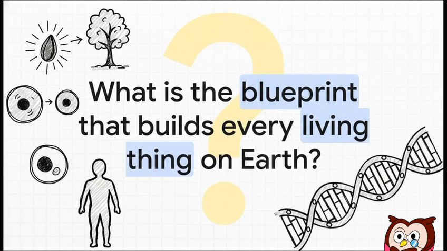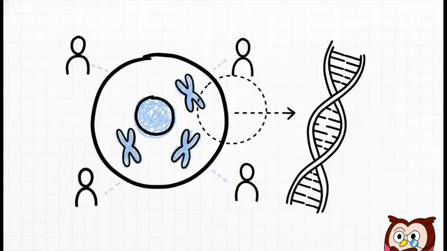What is the actual blueprint that tells a tiny seed to become a massive tree or a single cell to grow into a person? What's the master plan? Well, the answer is a molecule with a very long name, deoxyribonucleic acid. Thankfully, we can just call it DNA. This is the stuff that's packed into the chromosomes inside almost every single one of your cells, and it holds all the genetic instructions that make you who you are.